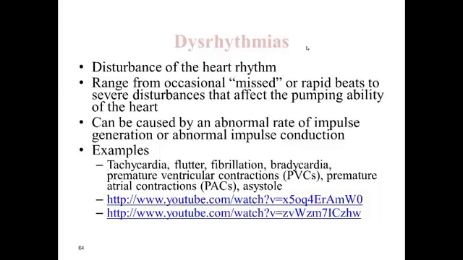So it can be caused by an abnormal rate of impulse generation or an abnormal impulse conduction. So this is a mechanical issue. Examples: tachycardia, flutter, atrial fibrillation, bradycardia, premature ventricular contractions (PVCs), premature atrial contractions (PACs), and asystole, which none of us want.